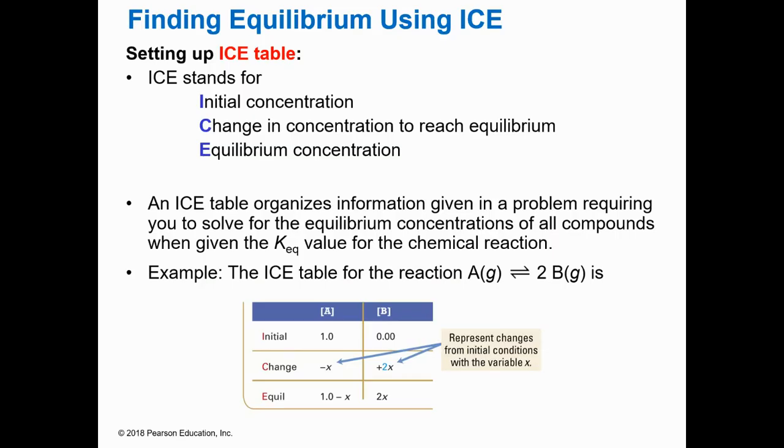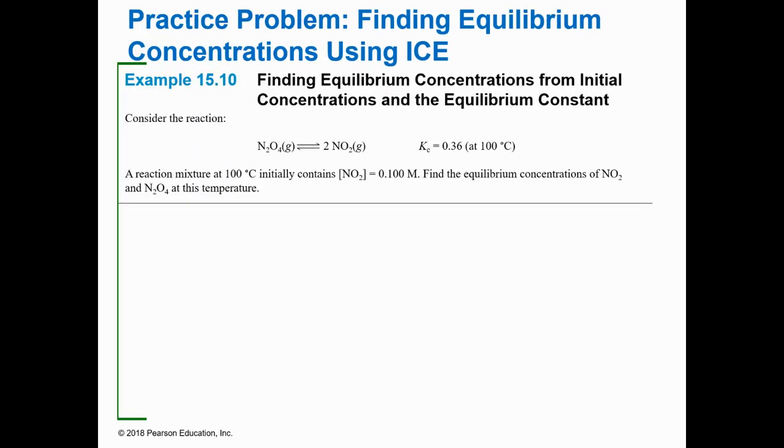So again, we set up our ICE table: initial, change, concentration. It's showing you what you do with them. One needs to be subtracted for X, one needs to be added. Find the equilibrium concentration of those given this initial value. This is a little different. Remember we should always write our K: NO2 squared over N2O4. Once we do that, we do ICE.